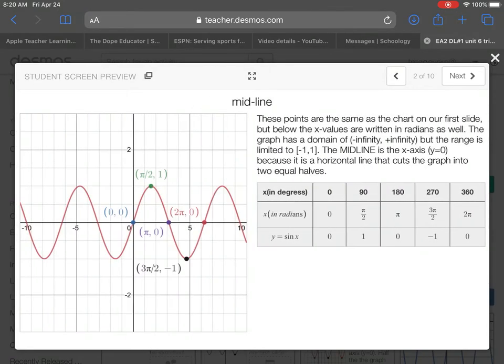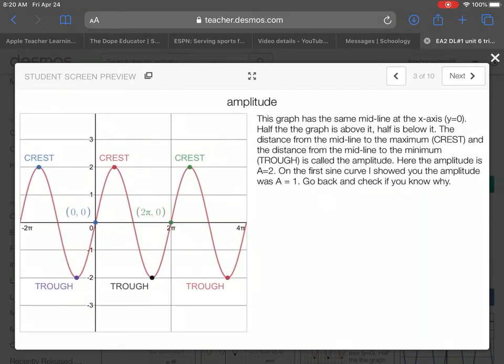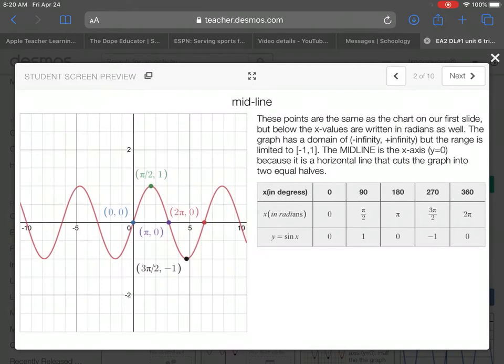So midline is an equation, like here would be y equals 0. Amplitude is a number, like here amplitude equals 2. If you go back to this slide, the amplitude is only 1 because from the center it only goes up 1 or down 1.